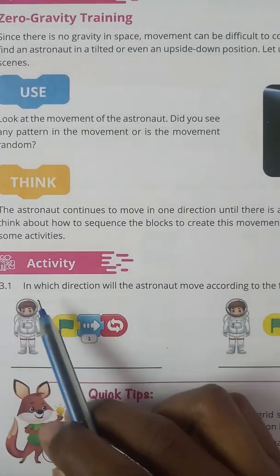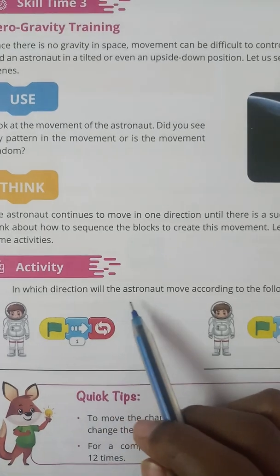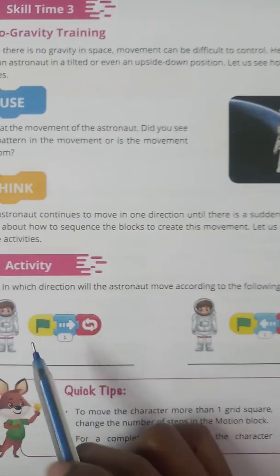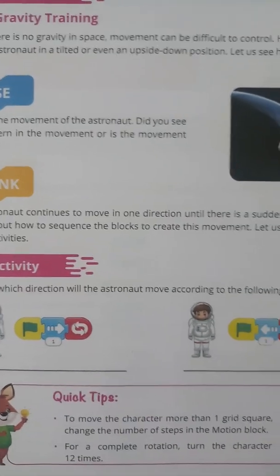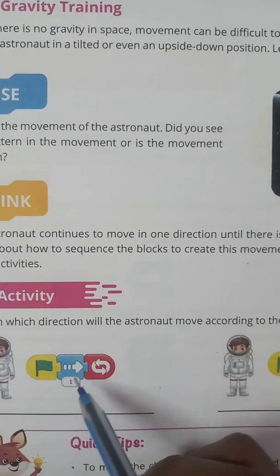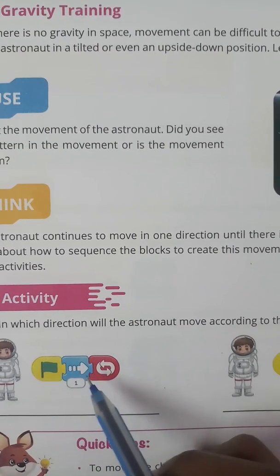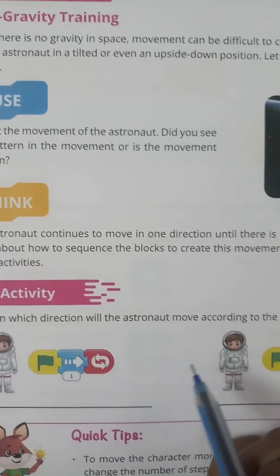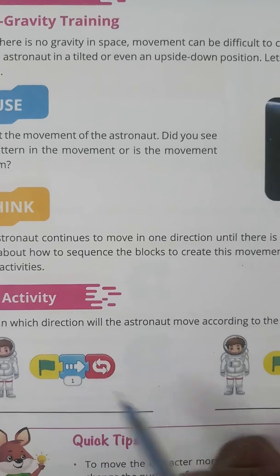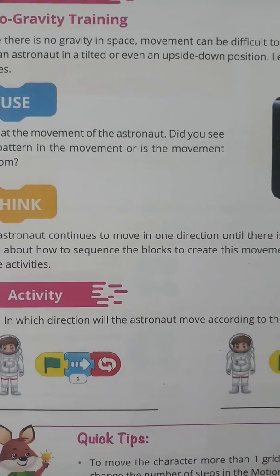First activity is, in which direction will the astronaut move according to the following block sequence. So here the first one is start. Start the script from the green flag. Okay, so this is start. Next one is move to the right side. Here the number is 1. So once only we need to move in right side.